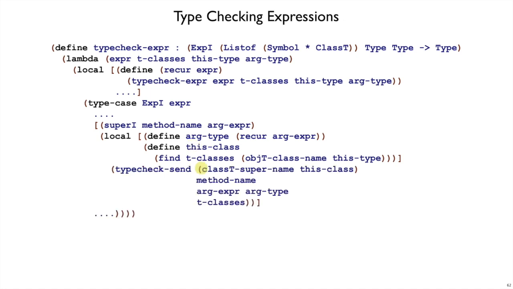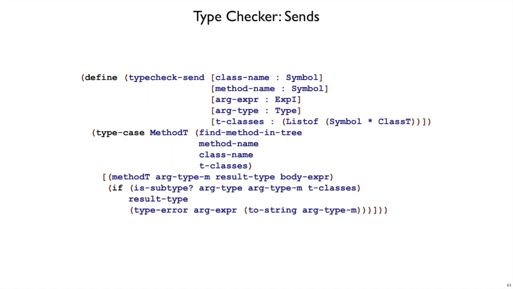And we need to make sure it's not about whether this class has that method, but the reason we found the class is so we can get the superclass name. So getting that superclass name, now we want to make sure that in that superclass we can call this method with that argument expression that has that argument type, perhaps consulting the list of classes. So both sendI and superI rely on typechecking.